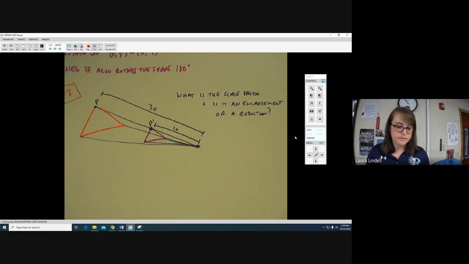when drawn like this. Anyway, we want to know what is the scale factor, and we want to know if it's an enlargement or a reduction. So the important thing here is to notice which shape came first and which shape came second. So which shape is the original one? Is it the orange one or the pink one? And how do we know?